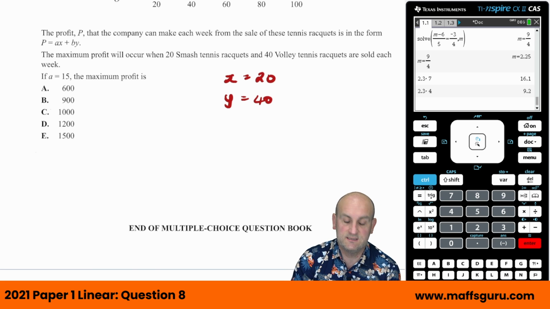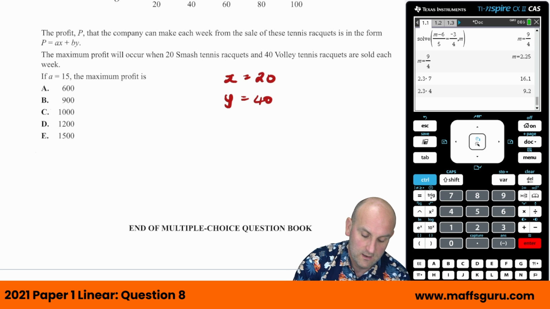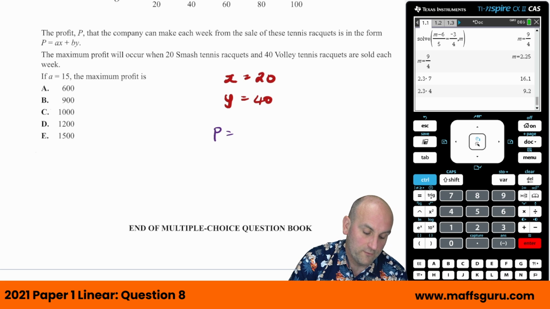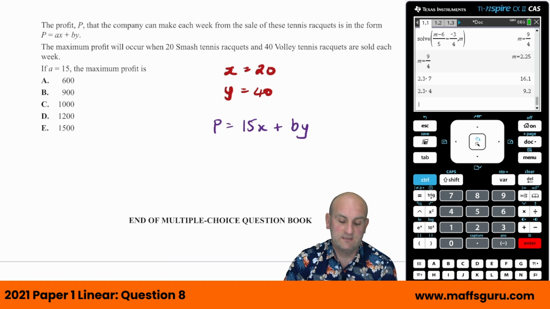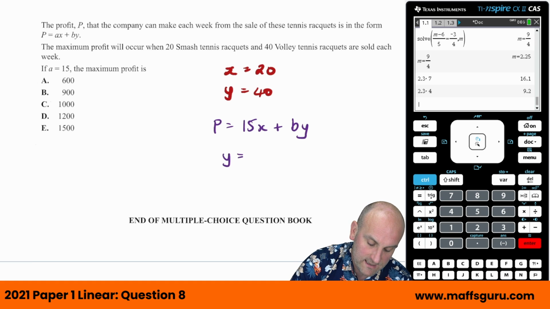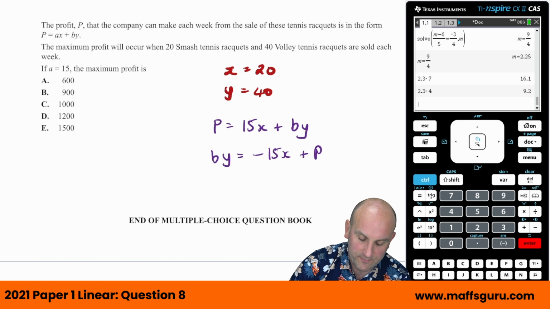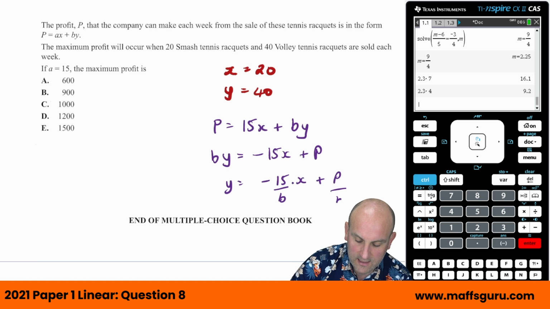Okay, so first things first, I need to find the equation of my profit function. All right, so profit is equal to AX. So A is 15, so I get 15X plus BY. And again, as I've done previously, I always rearrange this. So BY is equal to minus 15X plus P. So Y is equal to minus 15 on B times X plus P on B.